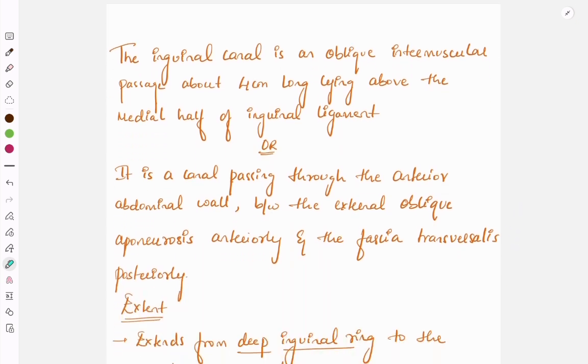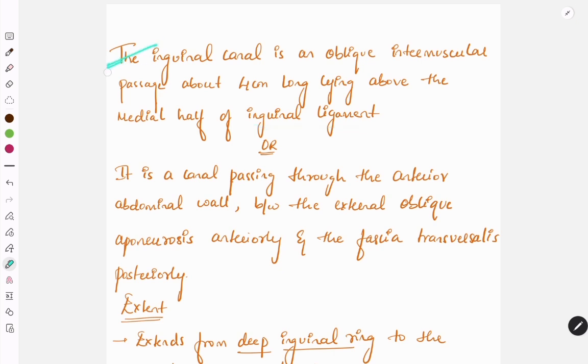So what is the inguinal canal? It is an oblique intramuscular passage about 4 centimeters long, lying above the medial half of the inguinal ligament. So they are telling that the inguinal canal is an oblique intramuscular passage. It is not straight, it is oblique. Its length is about 4 centimeters. And where does it lie? It lies above the medial half of the inguinal ligament. We all know that the inguinal ligament extends from the ASIS to the pubic tubercle, and over the medial half we have the inguinal canal located.